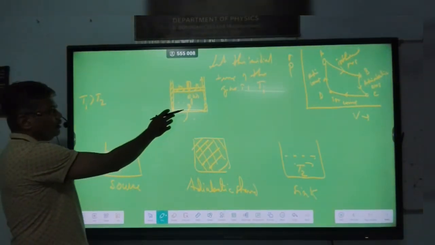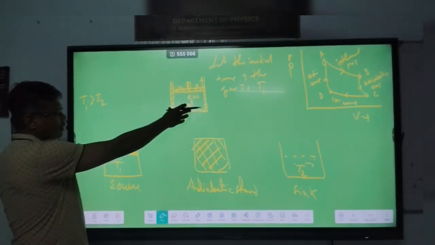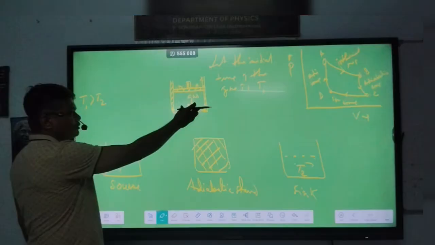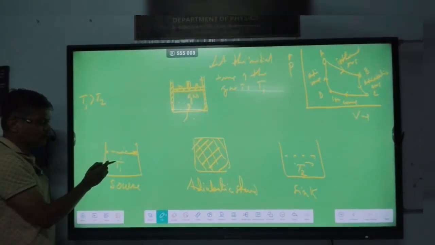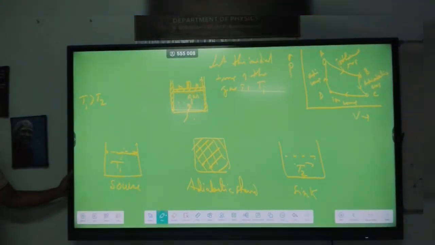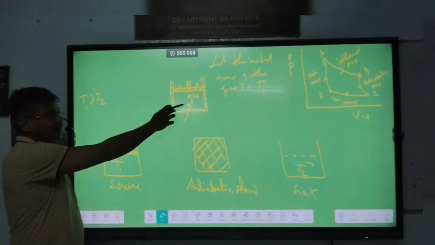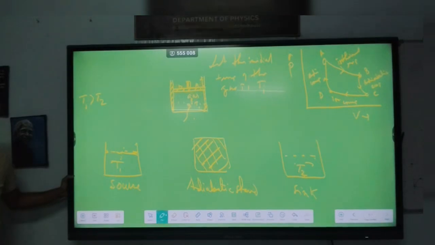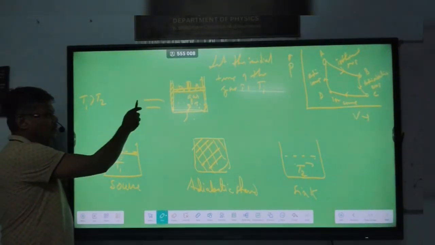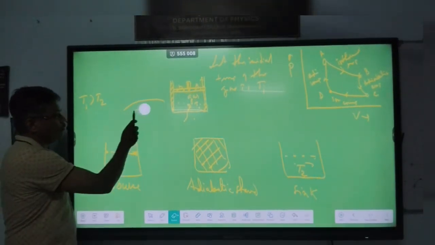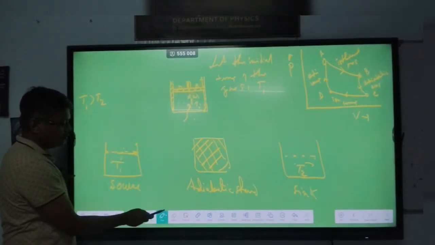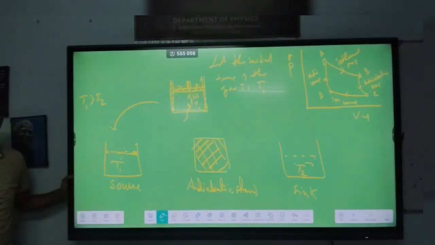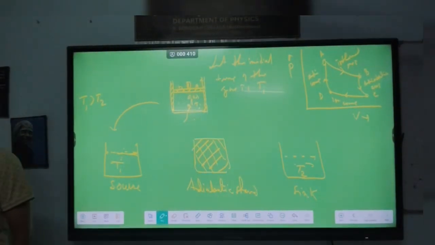First of all, you put this whole cylinder over the source. What is the temperature of the source? Temperature of the source is T1. What is the temperature of the gas? Temperature of the gas is Ti. So I will put the whole cylinder over the source and I will let it be like that.